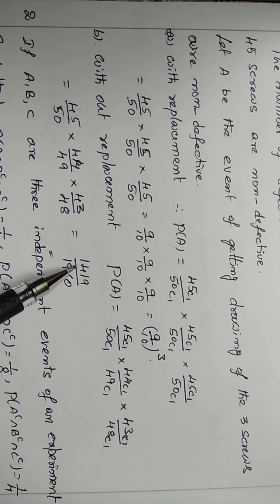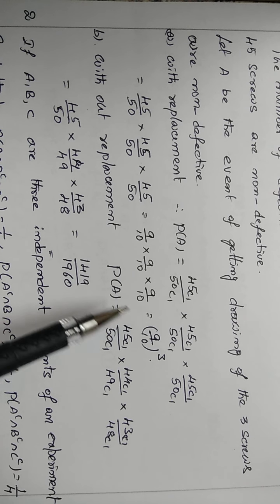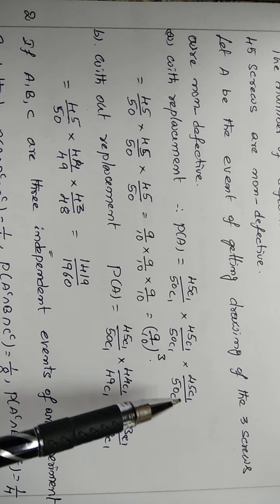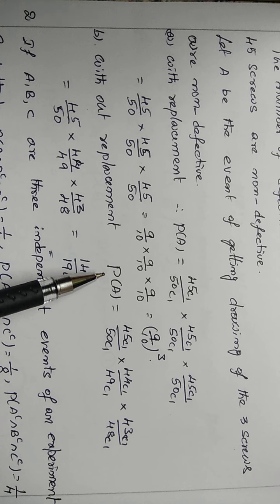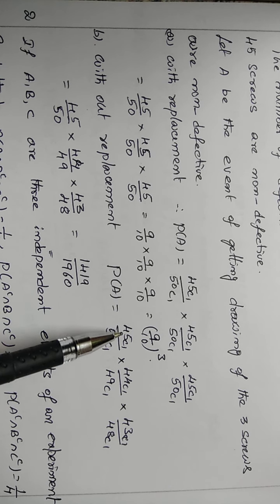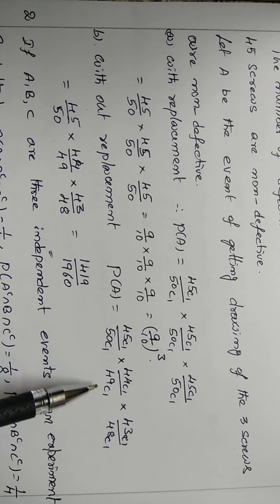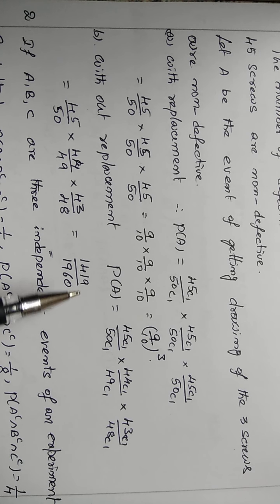That is equal to 1419 by 1960. You just observe. In case 1, we are replacing the taken screw in the lot. In the second case, we should not replace it. So that's why the number of non-defective screws is decreasing, and the total number of screws is also decreasing. That is the main difference between these two cases.